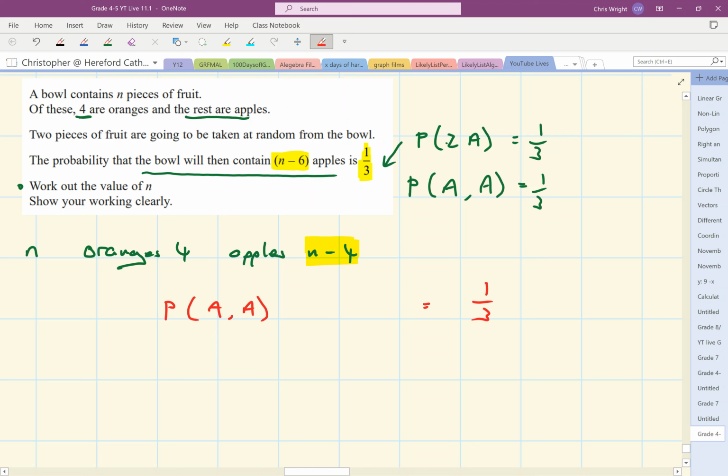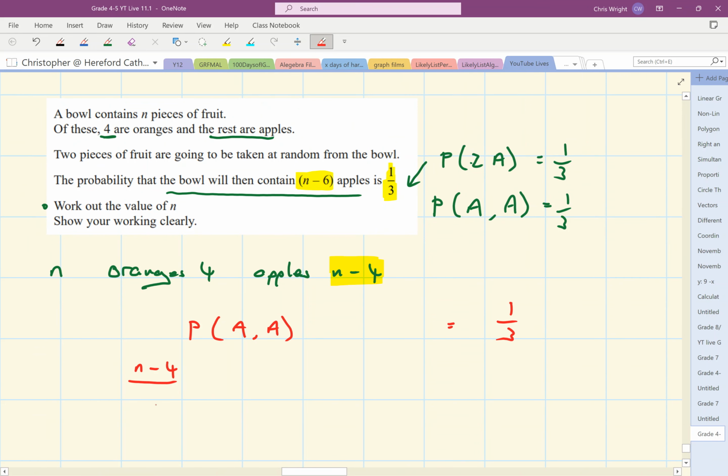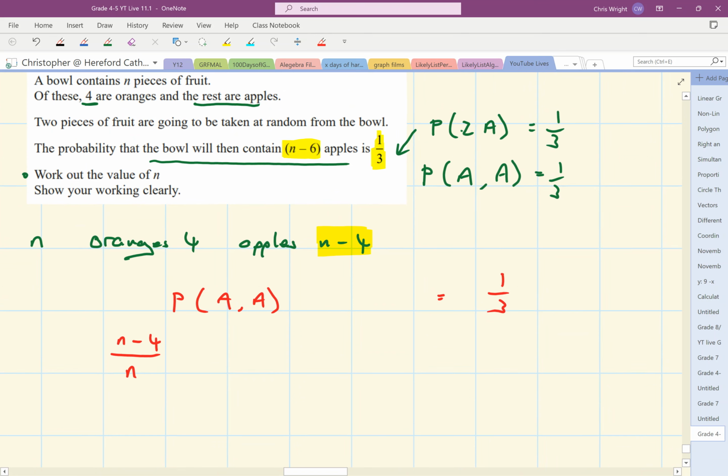When you approach the basket of fruit, there are how many apples in there? n minus 4, out of how many pieces of fruit in total? n. So the probability that the first piece of fruit you take is an apple is n minus 4 over n. So you take that, let's assume it's an apple, and you put it to one side.